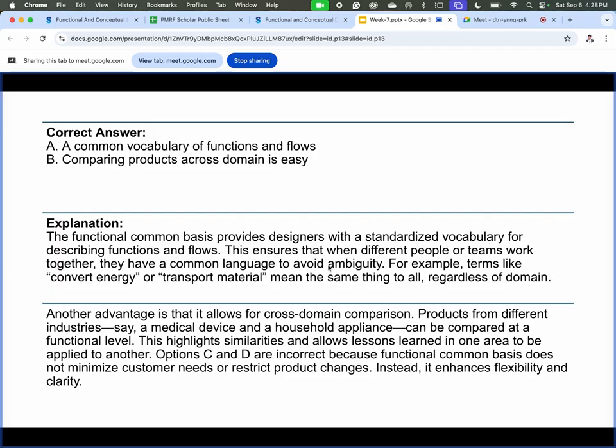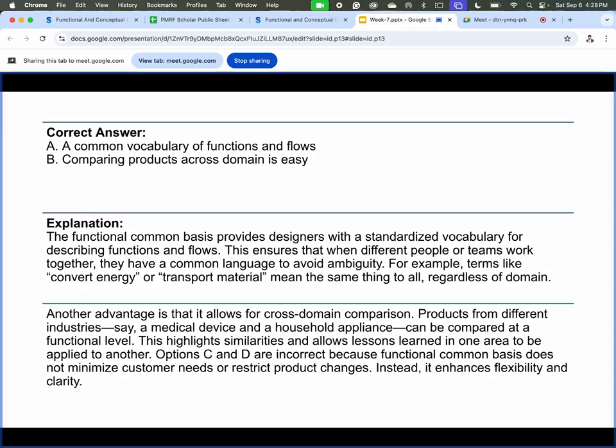Okay, so as I have written here, the functional common basis provides designers with a standardized vocabulary for describing functions and flow. This ensures that when different people or teams work together, they have a common language to avoid ambiguity. For example, terms like convert energy or transport material mean the same thing to all, regardless of domain.